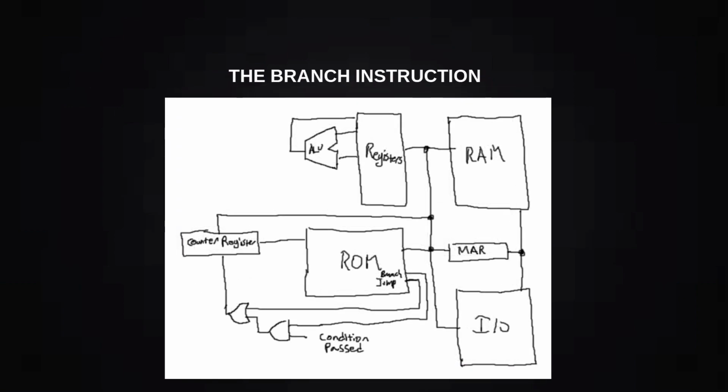So, first we add a branch control to our ROM, connected to our counter register through an AND gate. When this is enabled, and our selection condition is true, the counter register will jump like it received a jump signal. However, if the selected condition is not true, the counter register will count like normal. Now, we just need to create a circuit that can generate this condition pass signal.